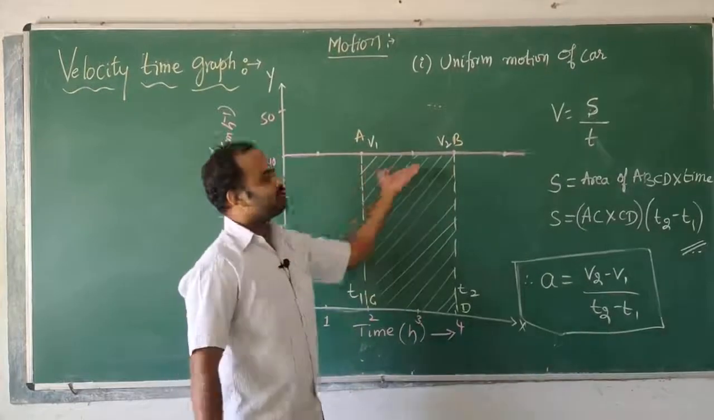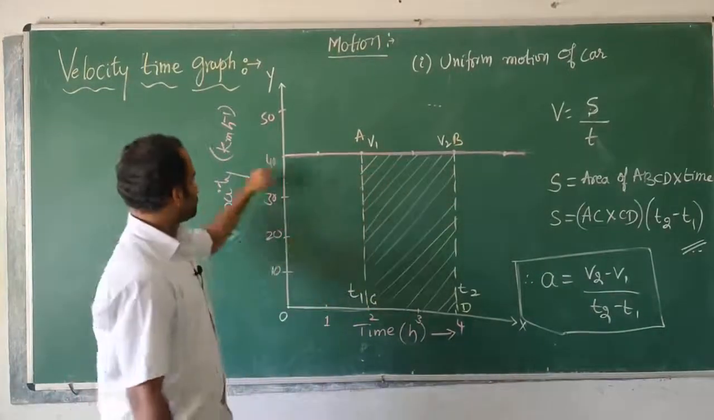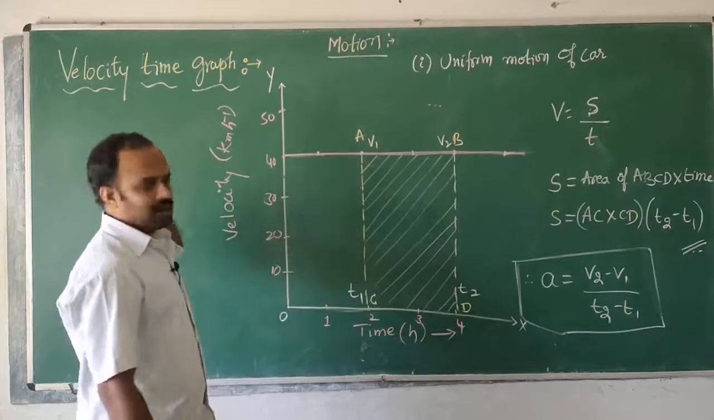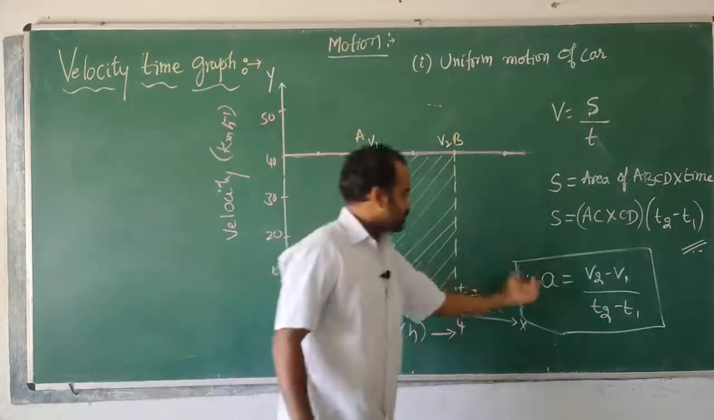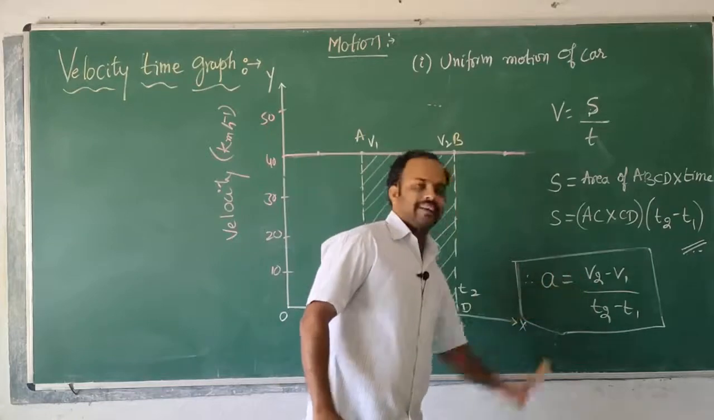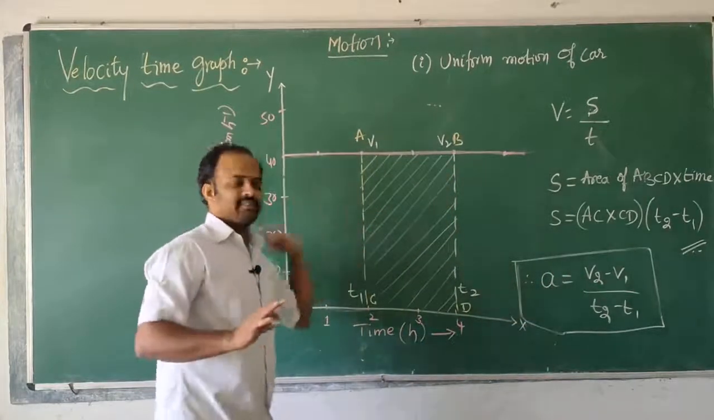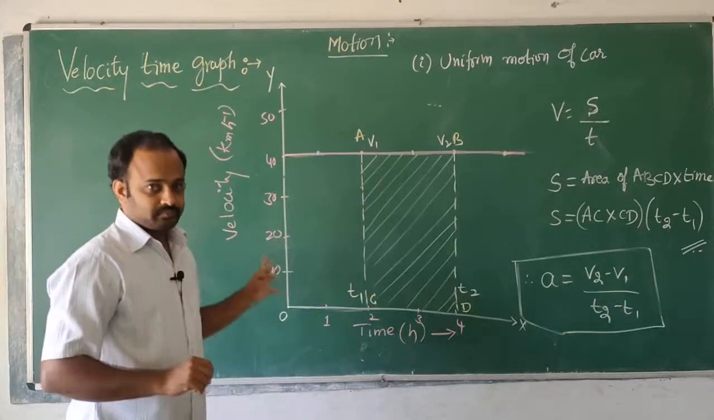Here there is no change in velocity. Velocity is constant, 40 km per hour. Therefore, what do we get? The acceleration in this condition, for uniform motion of a car, is 0.